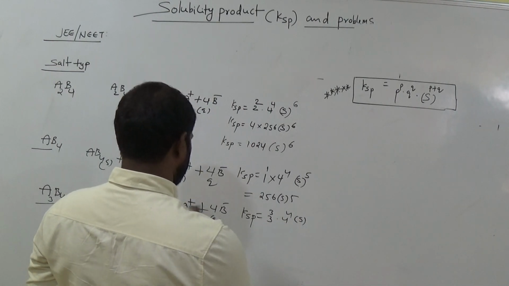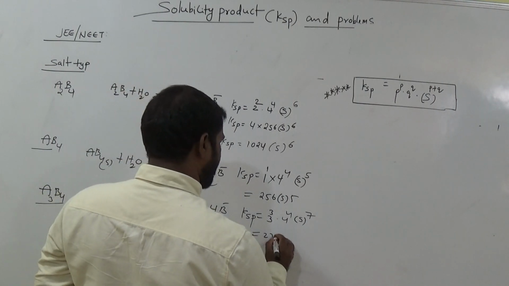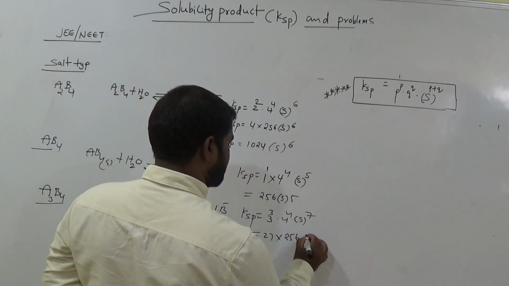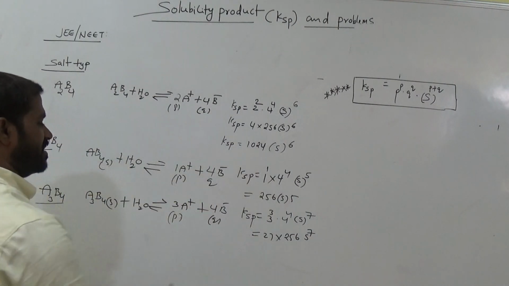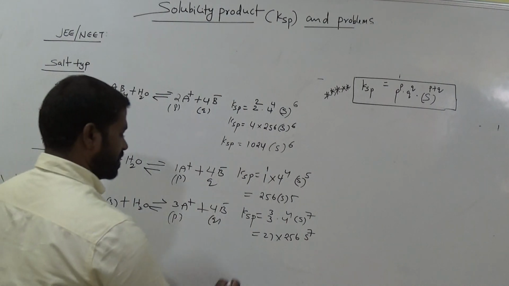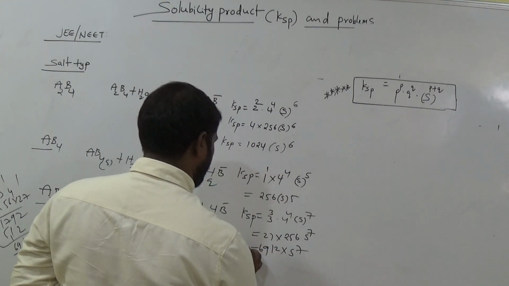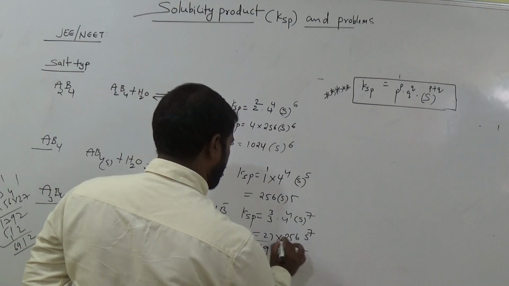That is S, 3 plus 4 means 7. Am I right? 3 power 3 means 27, 256, S power 7. Now multiply with this. 256 into 27 is 6912, clear? 6912 into S power 7.